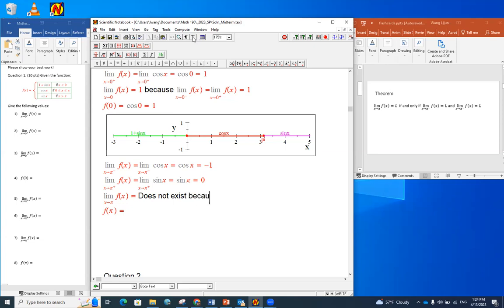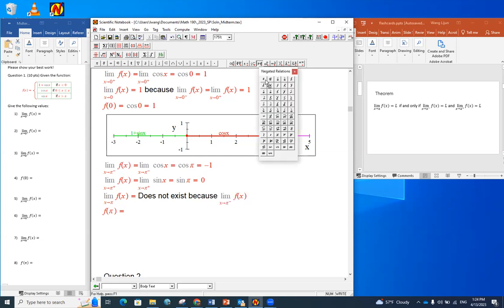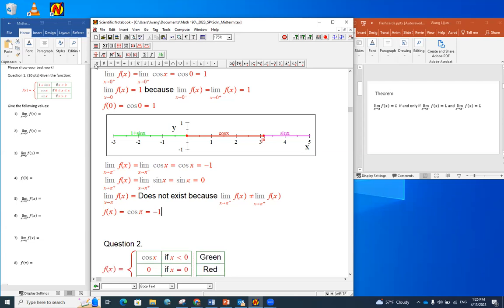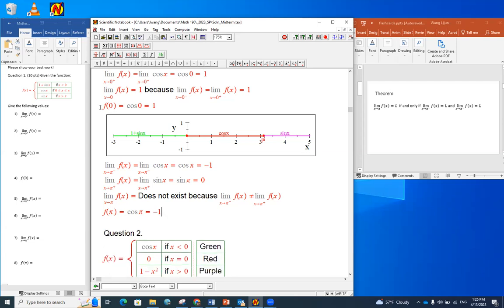Because, you can tell the reader, the limit from the left is not equal to the limit from the right. They both exist, but they're not the same. You can use DNE if you wish. And f of pi, we use the rule for cosine. So cosine pi equals -1. So these are basically very basic concepts we're testing you on.